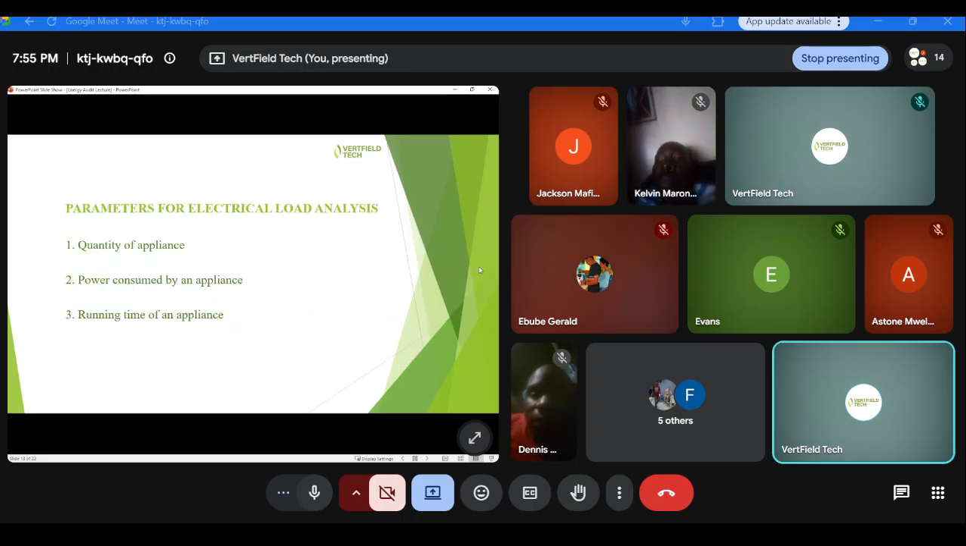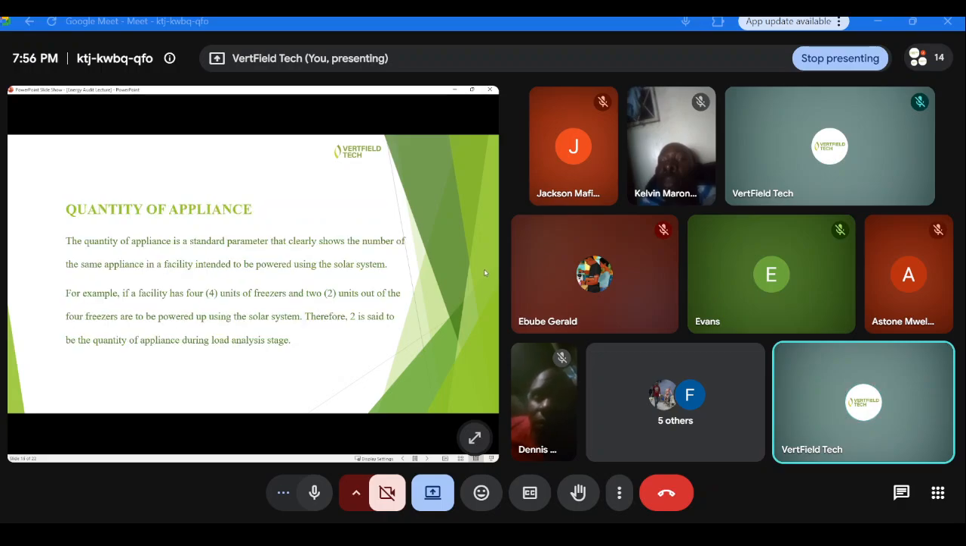Now, parameters for electrical load analysis. One, quantity of appliance. Two, power consumed by an appliance. And three, running time of an appliance. Let's take them one after the other.